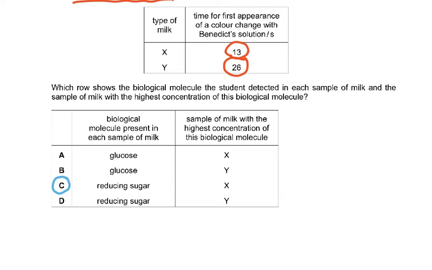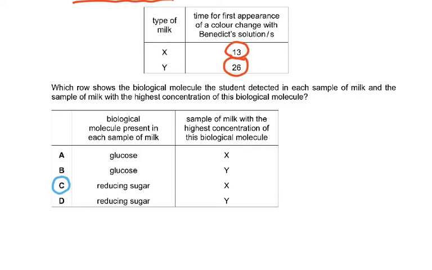The sample of milk with the highest concentration was either X or Y. You remember the first appearance: the more the glucose, the more it will react with the copper sulfate and the quicker it will change color. So the one which took 13 seconds would have more. So the highest concentration would be X, and it would be a reducing sugar.